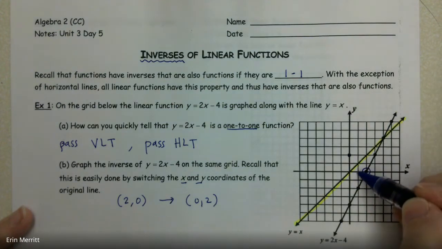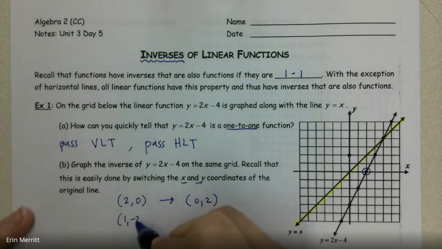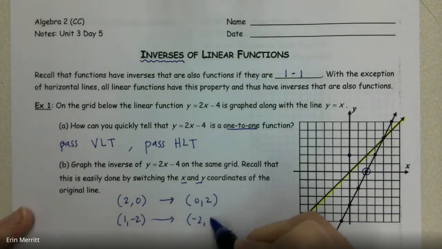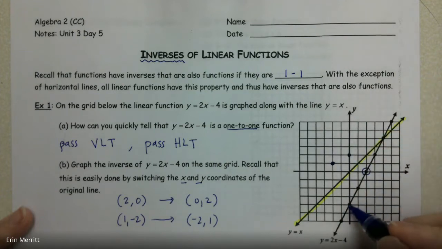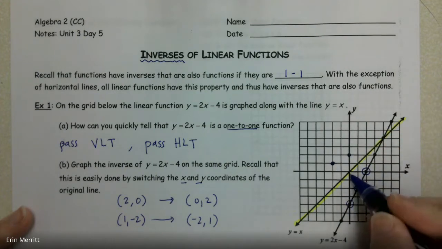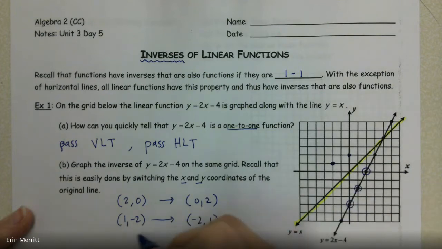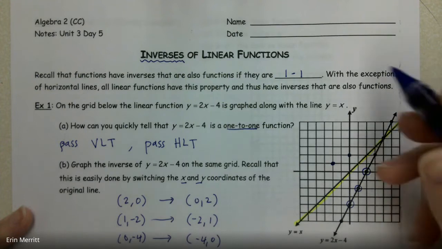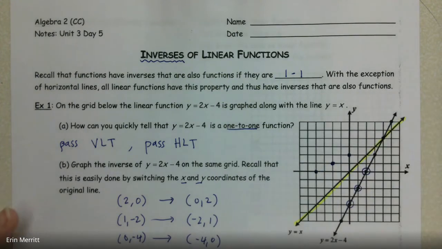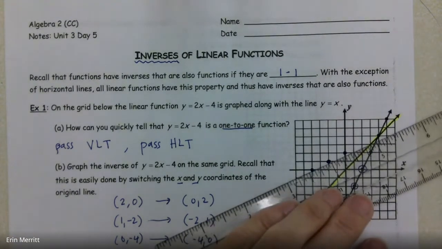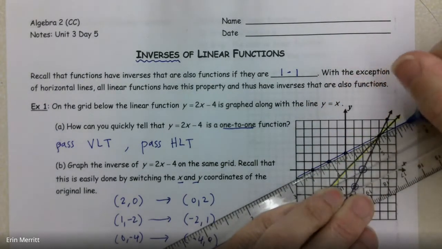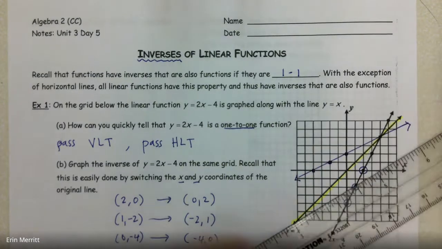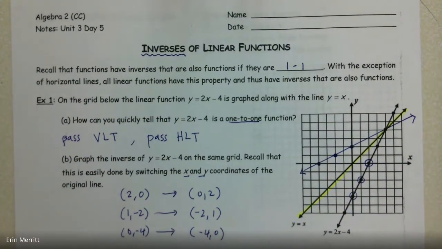I can use this point at 1, negative 2, and flip-flop it. It'll be negative 2, 1. And then let's go one more. If we take this one, this would be 0, negative 1, 2, 3, 4. So 0, negative 4. That's going to go to negative 4, 0. All right, that's enough to give us a line here. If you have a straight edge nearby, take advantage. All right, so there's our inverse function.